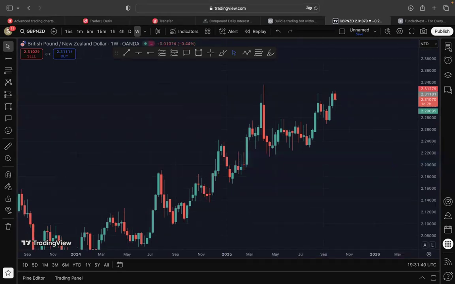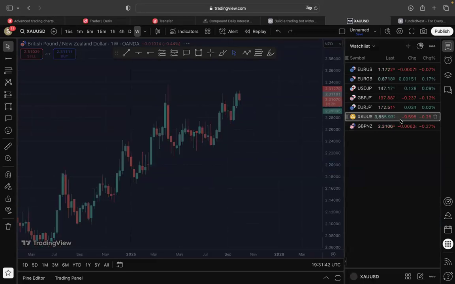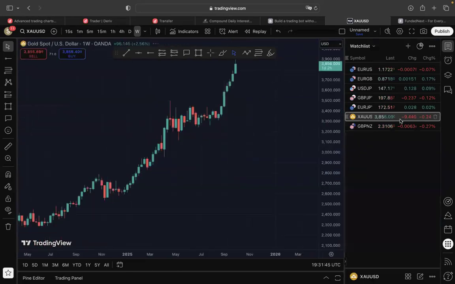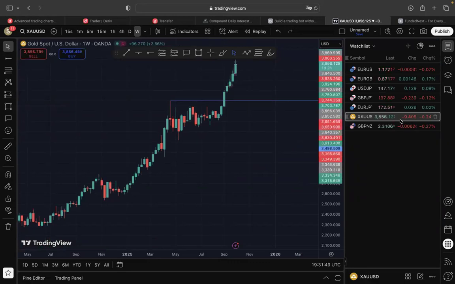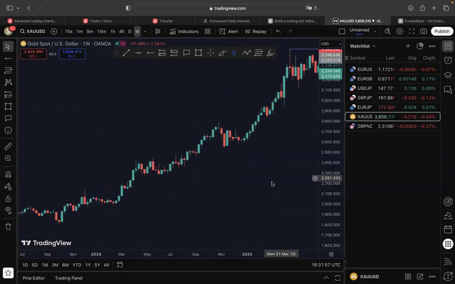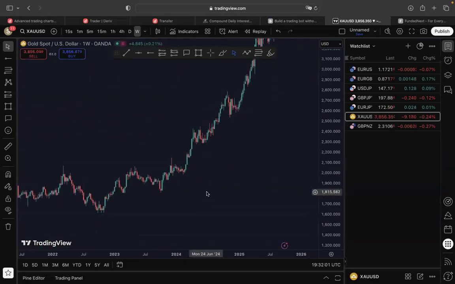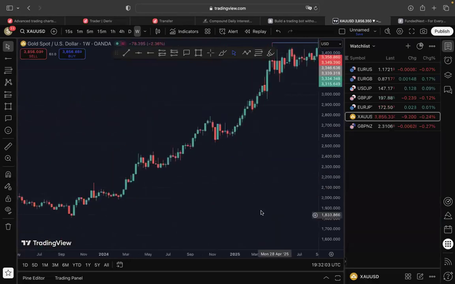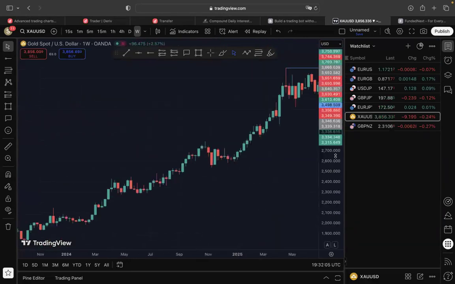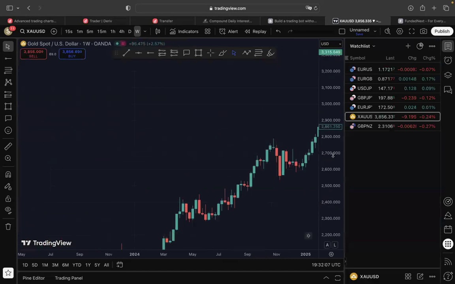Let's look at another market. Let's go to gold, XAUUSD here. Now, let's find out where our order block and fair value gap is. Now, look at this one. Let's start from here.